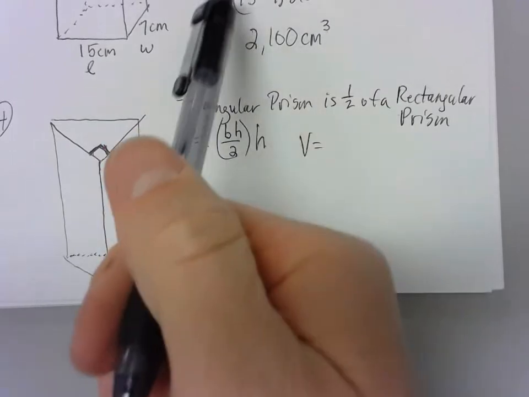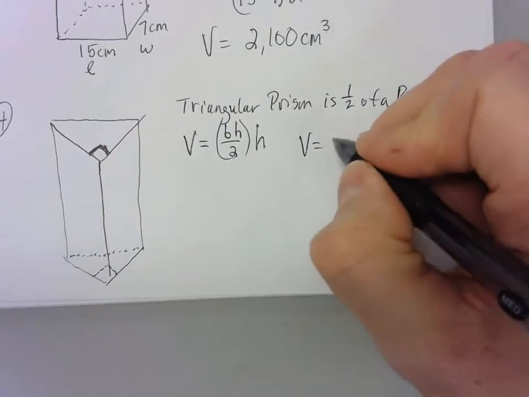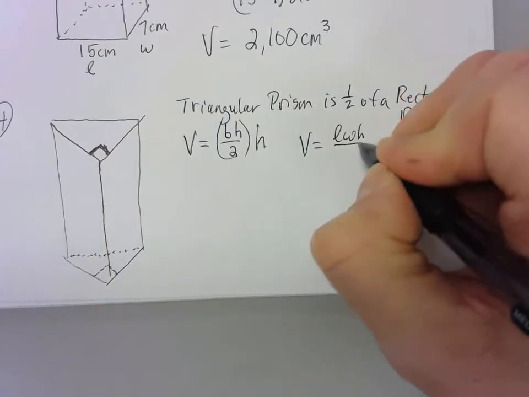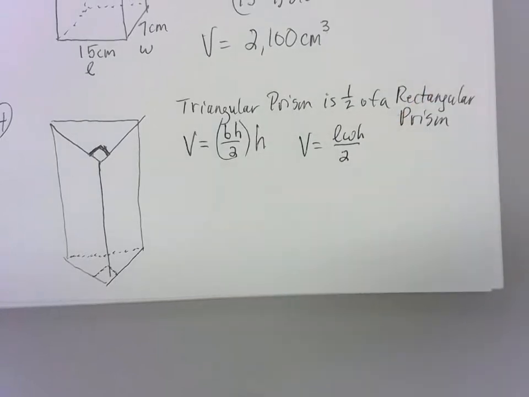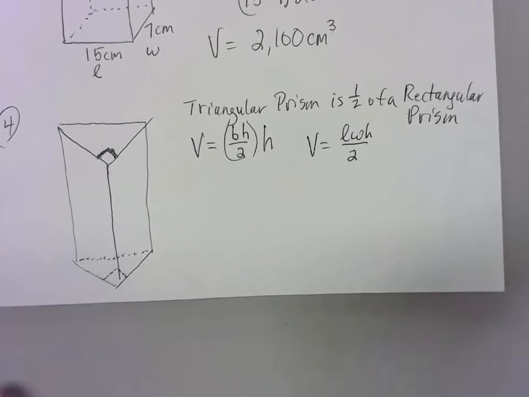Or you can write it this way if you want to. If you want to tie it back into what we did up here on the rectangular one, you would do length times width times height and divide it by 2. So you can see how it ties in to what we did on the rectangular prism. So I'm just going to give you all the numbers and talk about the ones that we need to use and the ones we don't need to use.